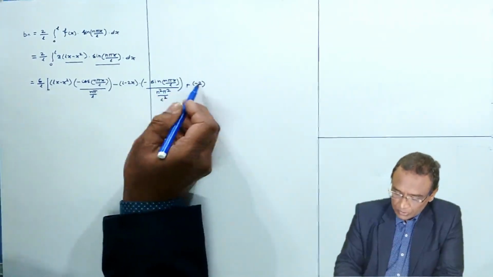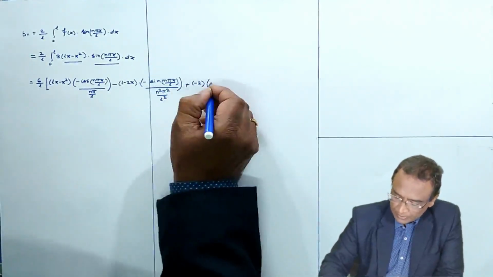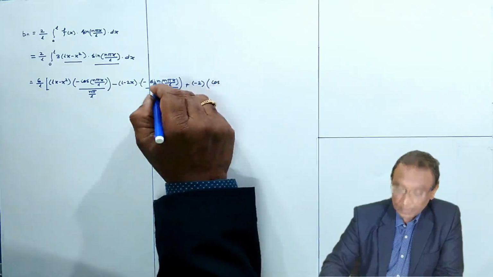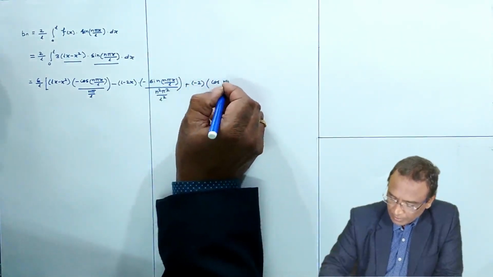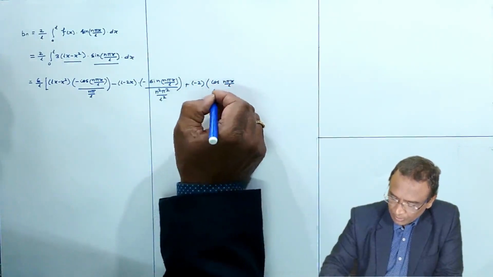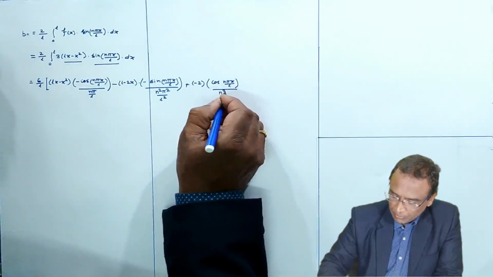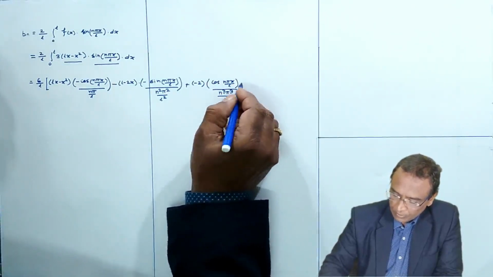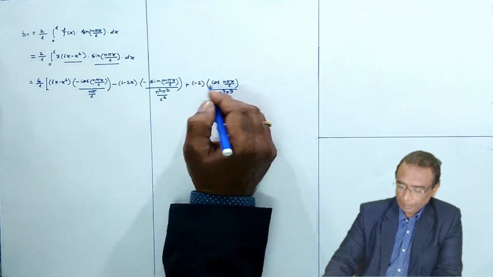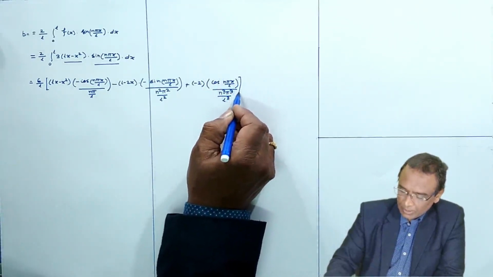Derivative of L minus 2x is minus 2, and integration of this bracket. Integration of sine is minus cos, minus minus will be plus. Directly writing n pi x by L divided by n pi by L, and n square pi square by L squared is already there. After that, derivative of minus 2 will be 0. This is being terminated here.